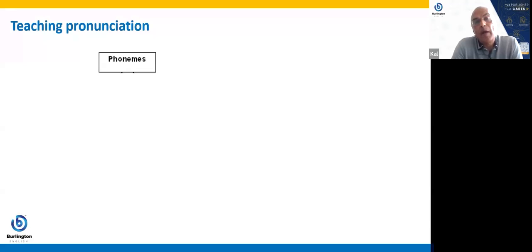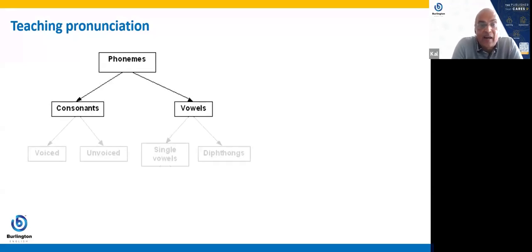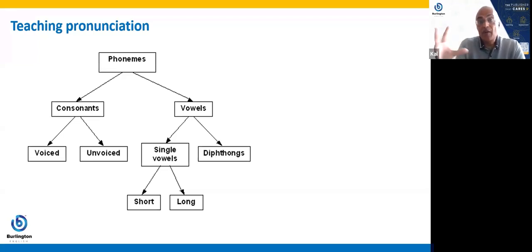So if we're teaching, we'll go back to phonemes then. We said they can be split into consonants and vowels. And we said consonants you can have voiced and unvoiced, and vowels you can have single vowels, monophthongs, or dual vowels, which are diphthongs. You can also subdivide the single vowels into short and long. So far, we've just looked at sounds.